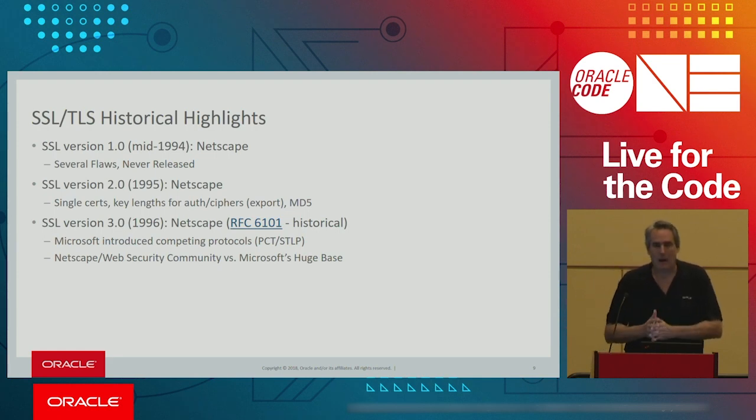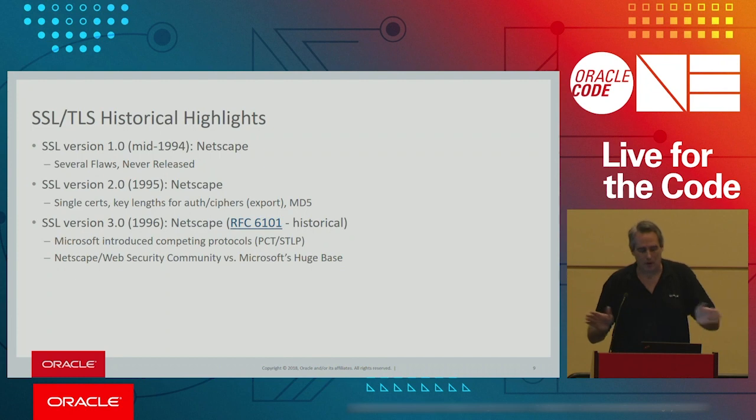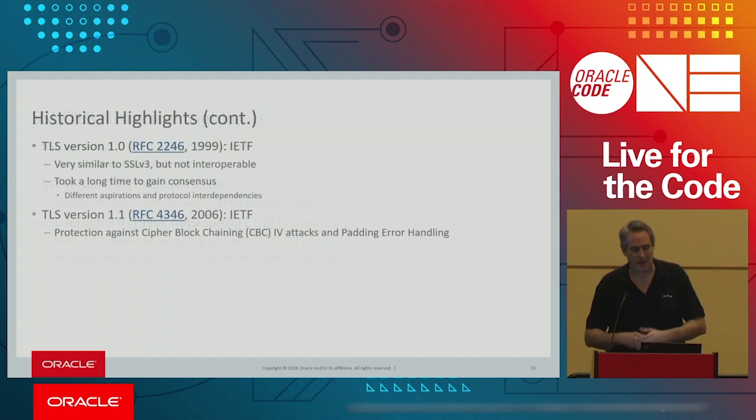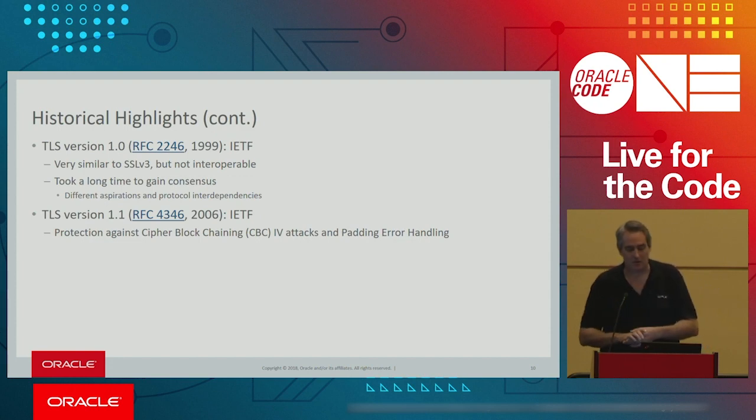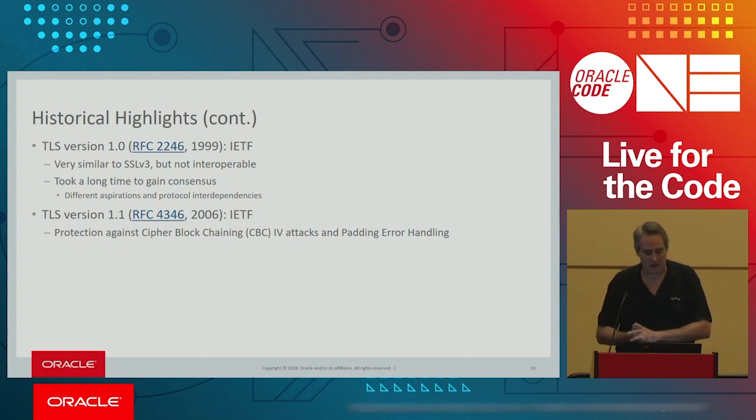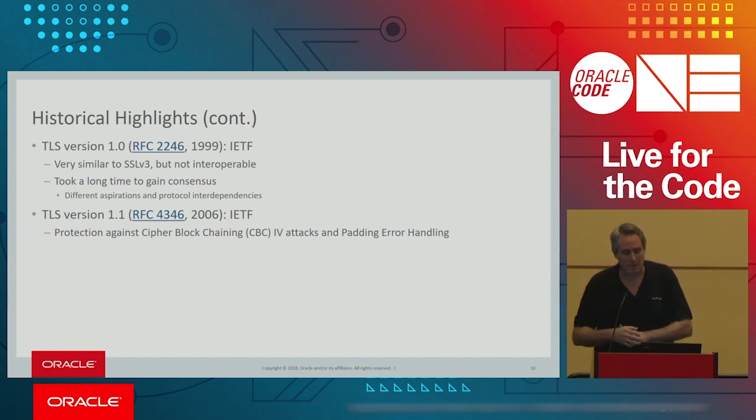But at that point, there started to be a bit of a fork, and Microsoft came up with a competing protocol, which was based on SSL v3, and they forked things off a little bit, so you had this competing dichotomy between the Netscape folks and the Microsoft folks. At that point, the IETF got involved, and they decided they were going to standardize a new protocol. We'll call it TLS to change the name. And that was standardized as RFC 2246. It's very similar to SSL version 3, but not interoperable.